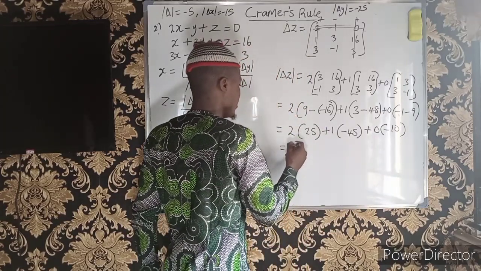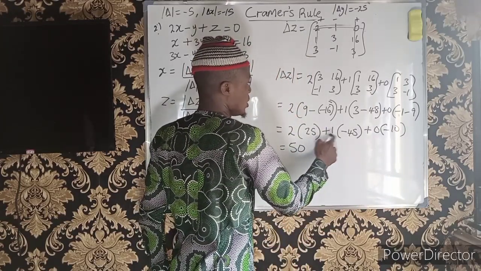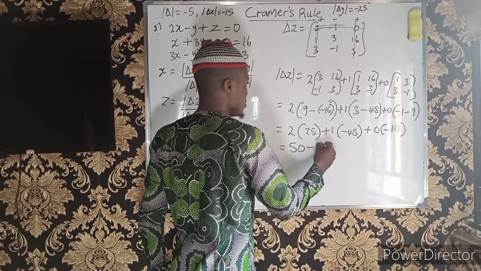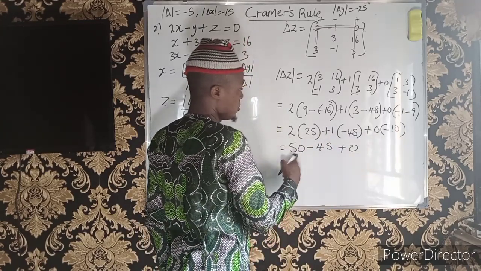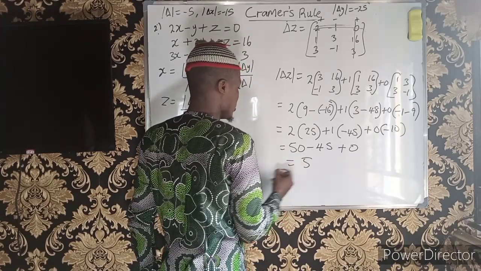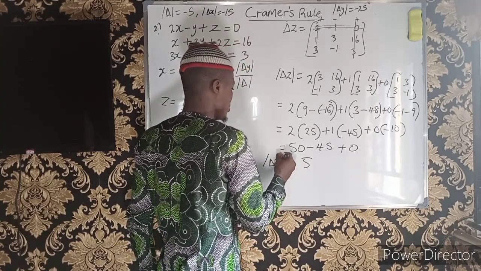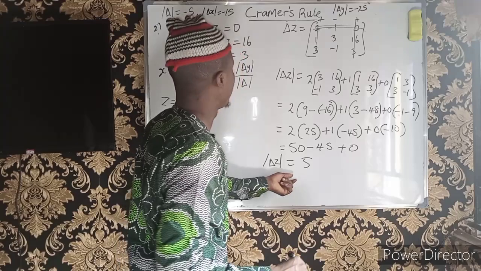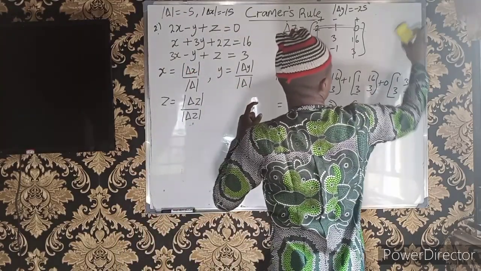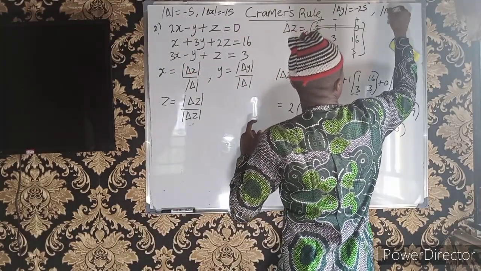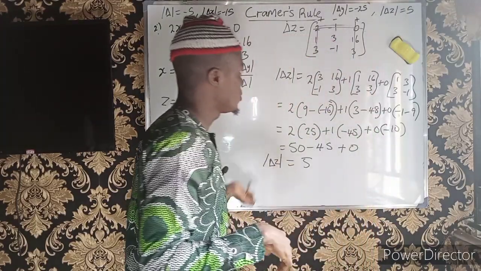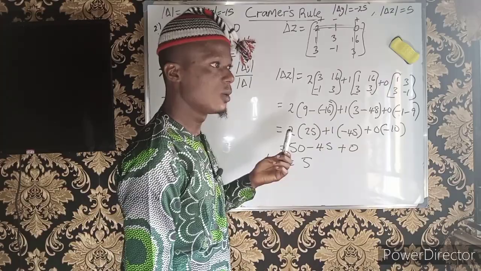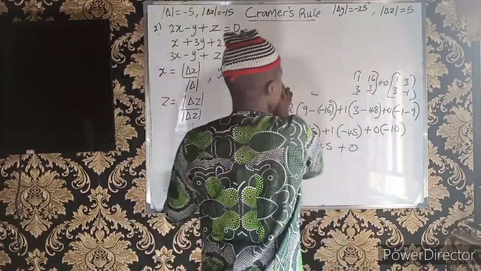So 2 times 25 will give us 50. 1 times minus 45 is minus 45, plus anything times 0 is 0. So 50 minus 45 will give us just 5. Hence, the determinant of change in z is just 5. So we can write somewhere so that we won't forget that the determinant of change in z is equal to 5. So we shall clean here to finally get the values of x, y, and z.